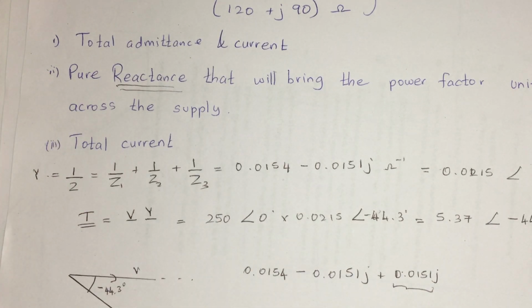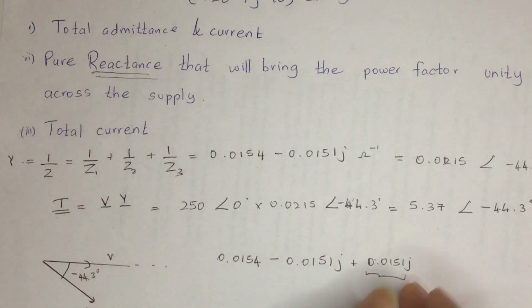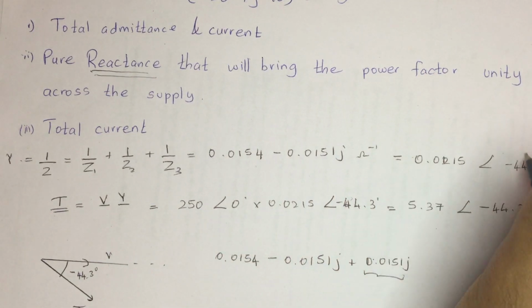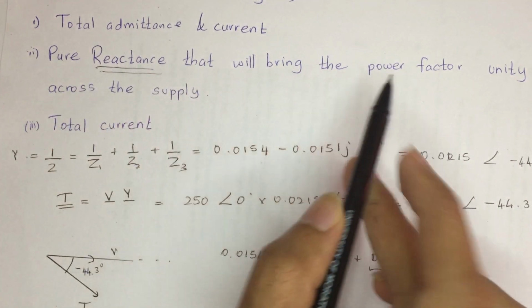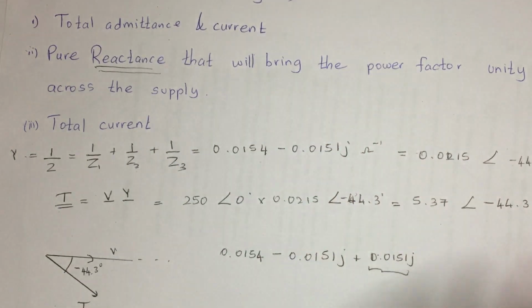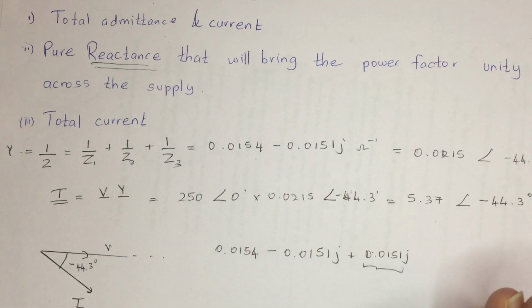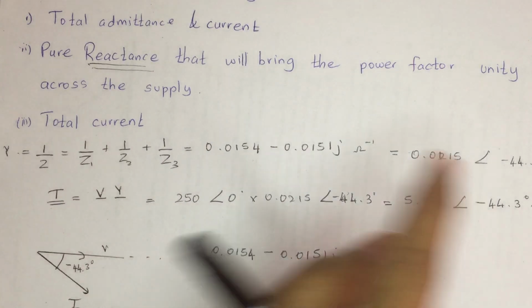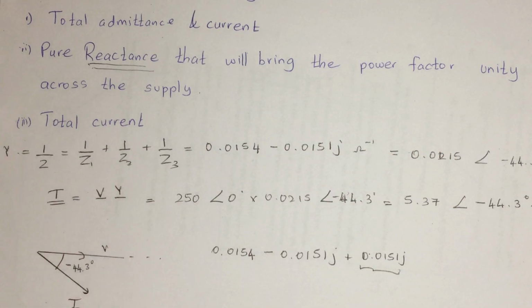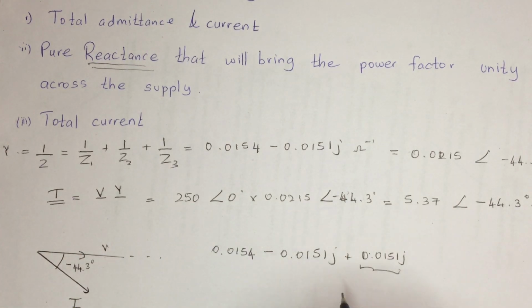What's the benefit of this? When we make this angle 0, we can tell that the I and V have cos phi equal to 1. That's the question they are asking: the pure reactance that will bring the power factor to unity. Unity means the number 1. When we want cos phi to be 1, we need to add this part, so that the admittance has a phase angle of 0. So the current has the same phase angle 0, and cos phi would be 1. So we need to add this part in parallel.